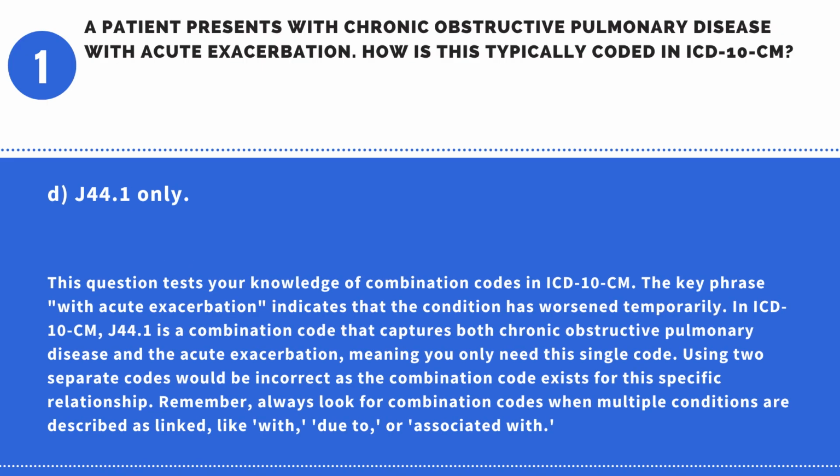Answer: D. J44.1 only. This question tests your knowledge of combination codes in ICD-10-CM. The key phrase, with acute exacerbation, indicates that the condition has worsened temporarily. In ICD-10-CM, J44.1 is a combination code that captures both chronic obstructive pulmonary disease and the acute exacerbation, meaning you only need this single code.